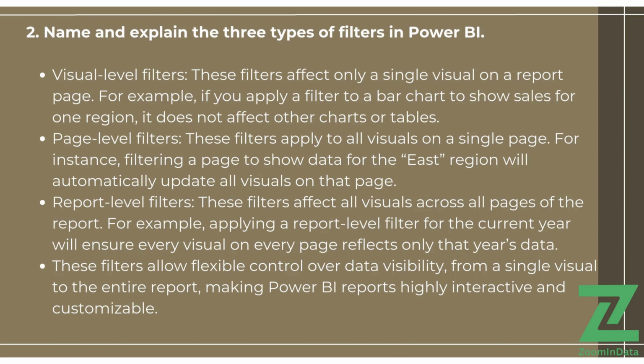Second question: name and explain the three types of filters in Power BI. Visual level filters. These filters affect only a single visual on a report page. For example, if you apply a filter to a bar chart to show sales for one region, it does not affect other charts or tables.